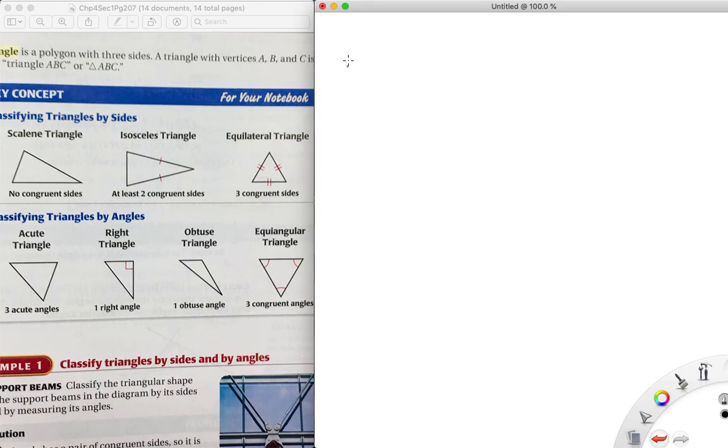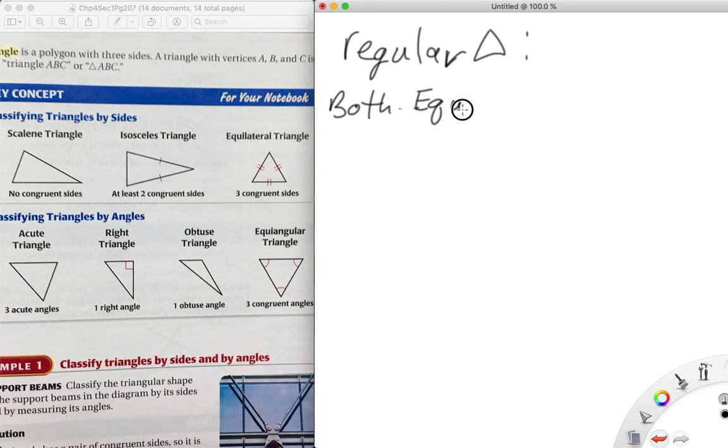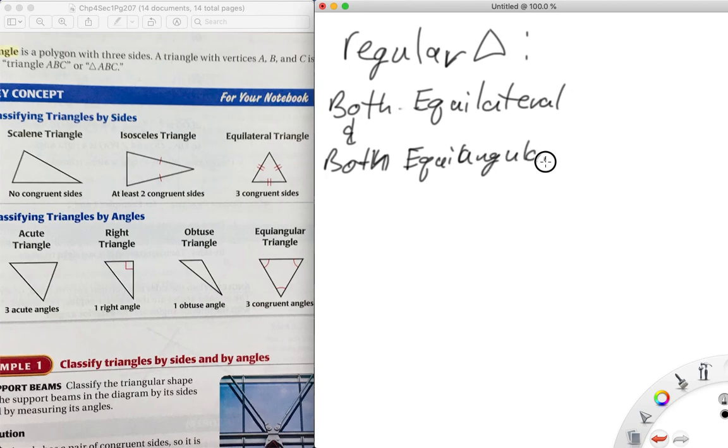Another type of triangle that they don't say here is a regular triangle. I don't know if they talk about it later in the section. But a regular triangle is a triangle that's both equilateral, meaning all sides are the same, and equiangular, all angles are the same.